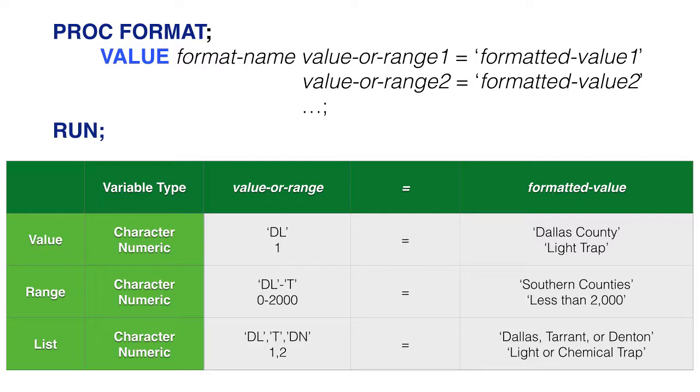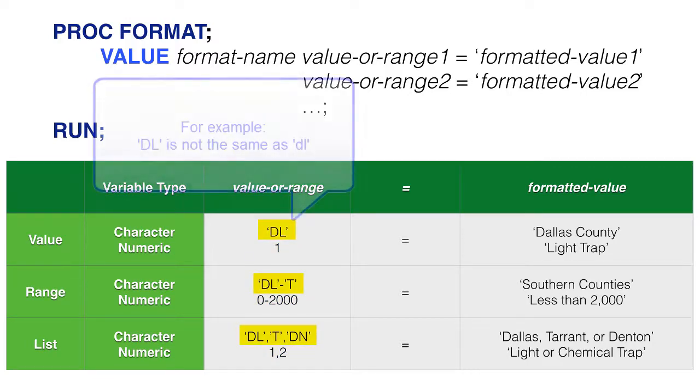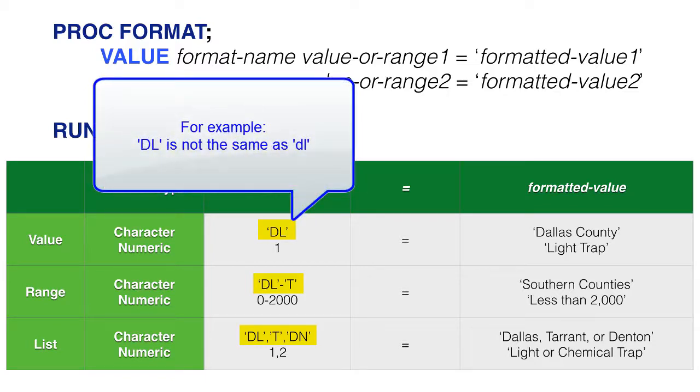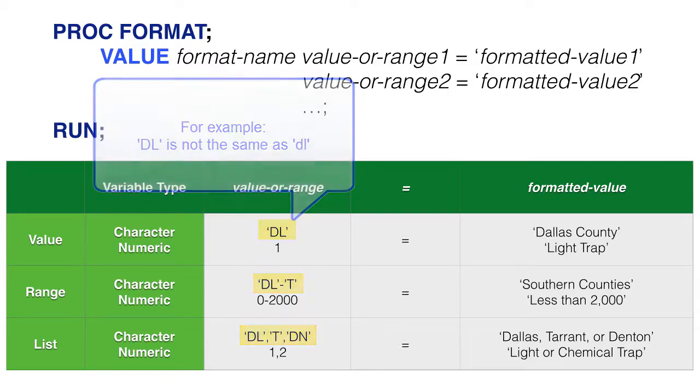You can specify the value or range of values in several different ways: as an individual value, as a range of values, or as a list of individual values. In each set of examples shown here, the top example has character values and the bottom example has numeric values. When you specify the value or range, you must enclose character values in quotation marks. The character values you specify must match the case of the values stored in the data.